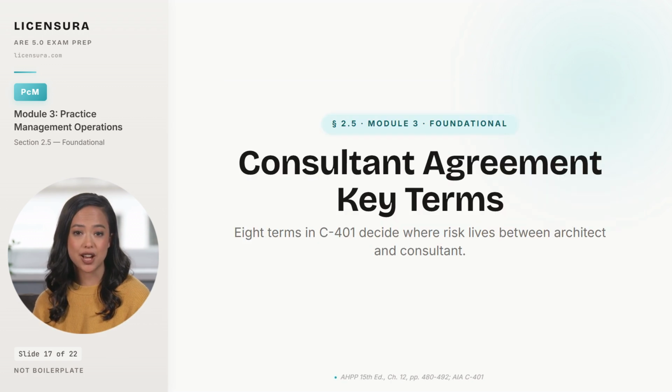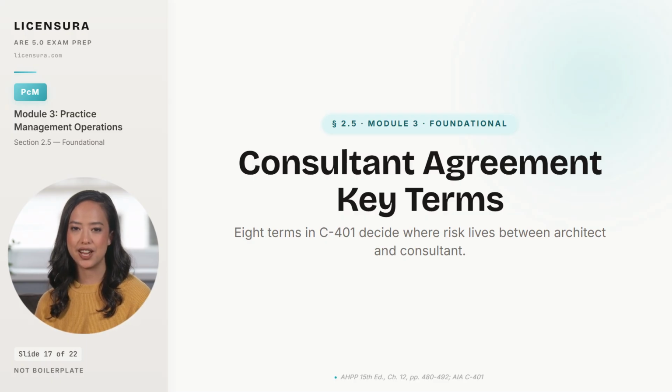AIA C401 is the standard form of agreement between an architect and a consultant, and it is the document most architects sign with the least attention. The signature gets treated as a formality, the terms get treated as boilerplate, and the consequences show up months later when something goes wrong and nobody can locate the clause that should have allocated the loss.